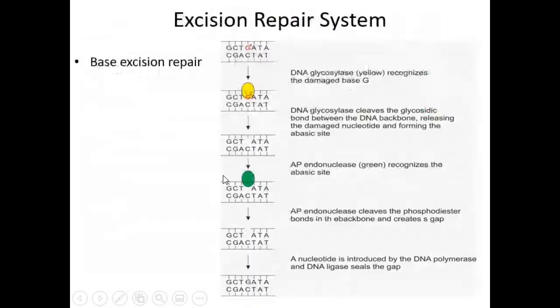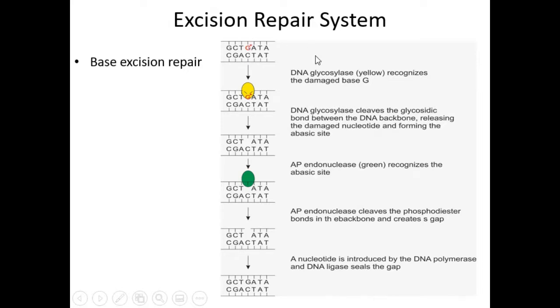Okay, that's the first one, direct reversal. The second one is excision repair. The first type is called base excision repair, which is one of the excision repair pathways. Basically, you need several enzymes. If you have damage to one nucleotide, the first reaction is to remove the nitrogenous base, then remove the sugar phosphate backbone, and then you synthesize the nucleotide and repair the phosphodiester bond.